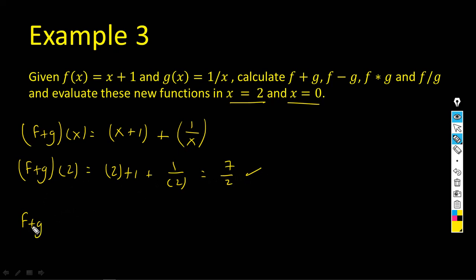Now f plus g evaluated in 0 is going to be 0 plus 1 over 0. And look at this. What is happening right there? A division over 0, right? Which is not allowed in mathematics. So what do we say? We say the following: f plus g cannot be evaluated in 0. 0 is not part of the domain of f plus g.